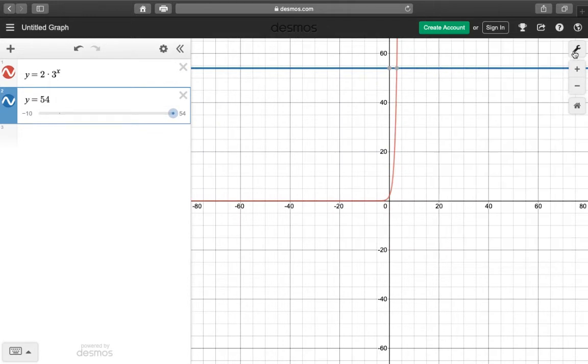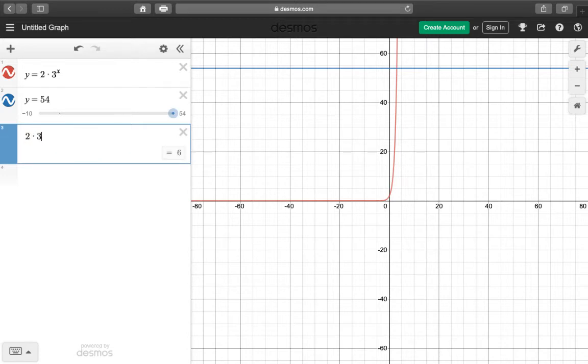And that's one way of doing a check. Of course, another way of doing a check is to simply evaluate the expression 2 times 3 to the exponent of 3, and realizing that's 54, that matches the right hand side. So this is another way for you to do a check.